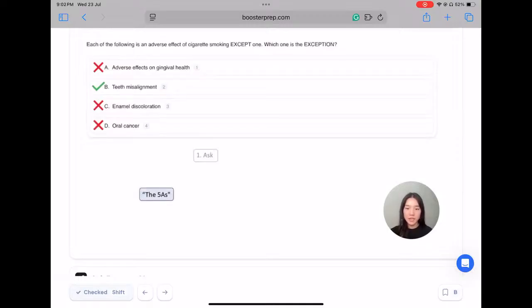The first A is ask, and to ask the patient any questions that may identify any forms of tobacco use. Second is to advise, so to urge them to quit. Third is to assess if they're able to quit at this time. 4 is to assist, so if they are motivated, we can provide counseling or pharmacotherapy. And the 5th A is to arrange or schedule a follow-up either in person or over the phone to ensure that they remain motivated.